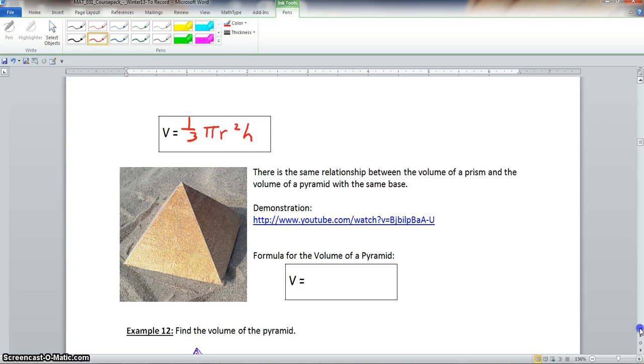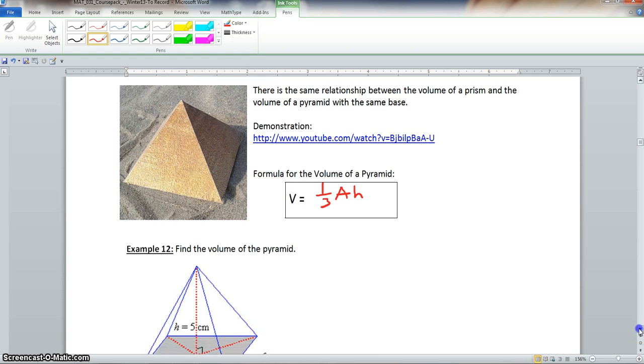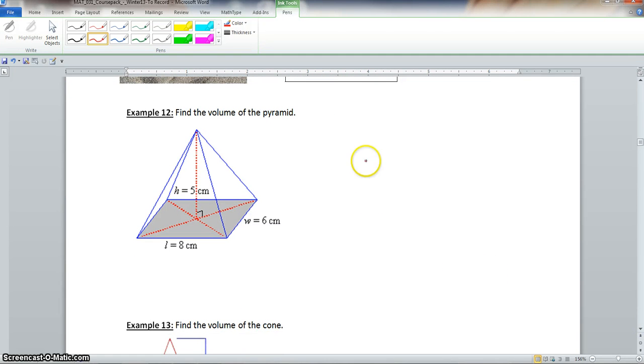Now it says there is the same relationship between the volume of a prism and the volume of a pyramid with the same base. Okay, you could go and watch the demonstration here on YouTube. Now, it says the formula for the volume of a pyramid is 1/3 times the area times the height. Now we scroll down here. It says find the volume of the pyramid. So the volume is equal to 1/3 of the area times the height.